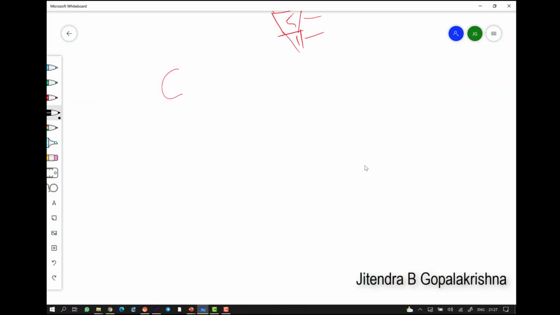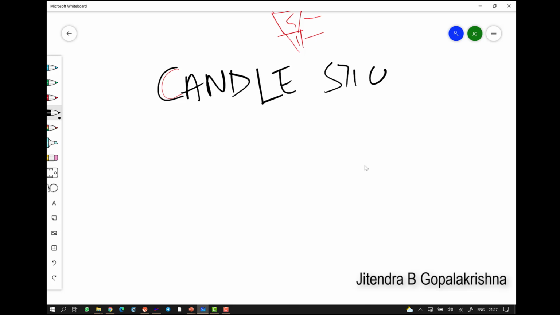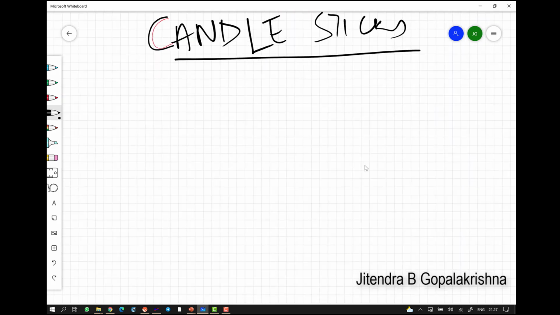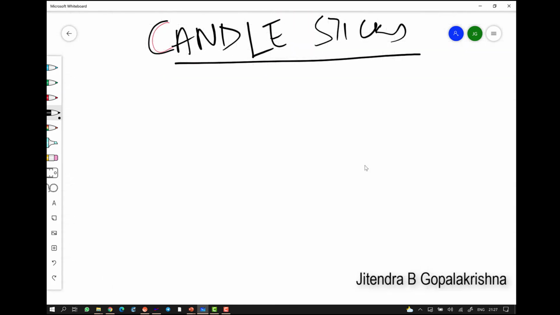So now, what are candlesticks really? How do they appear? Let's understand. By default, a candle will look like this. I'm using a black color just to explain, and I'll also explain the significance of the color. Now this is how the typical candlestick is.